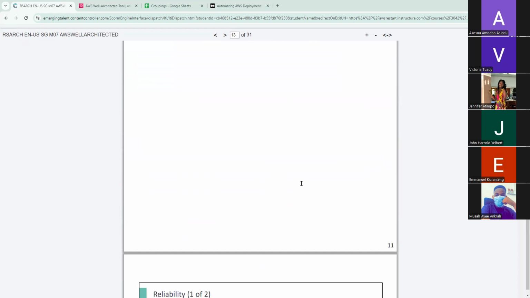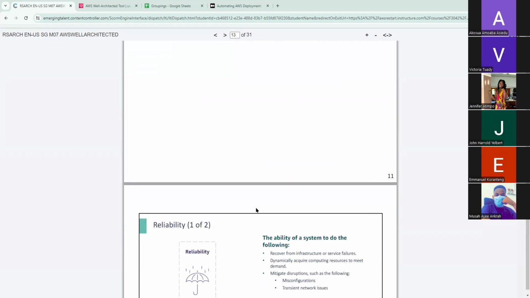So that's it. We've done operational excellence and security. Tomorrow morning we'll try to cover the other four, and then we move on from there. Please, are there any questions before we end the session?